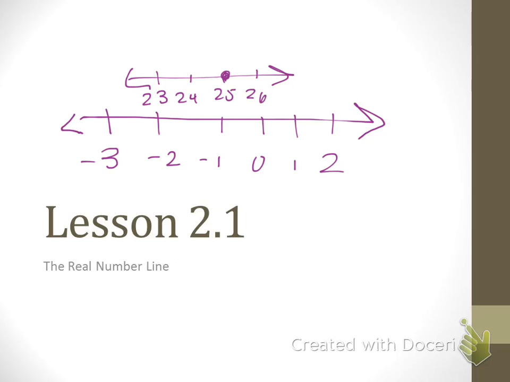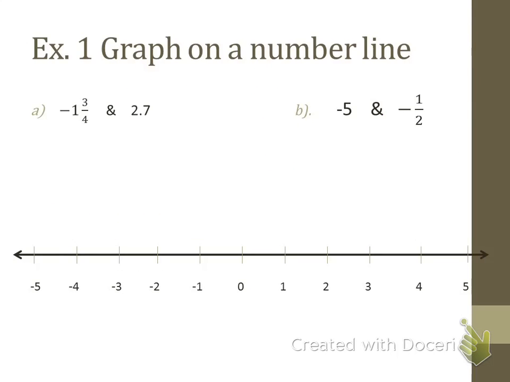So let's go ahead into example 1. What they want us to do in example 1 is graph each of these points on a number line. Now, you can use one number line for both A and B. There'll be 4 points on it because we're going to label on top of the points.